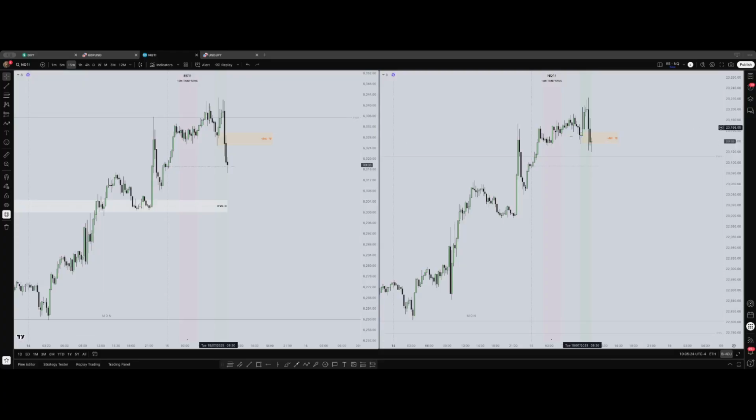I don't like this, how price is reacting here. I was expecting price going down very strongly with momentum. I don't like price staying here.